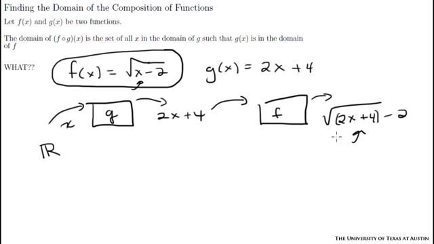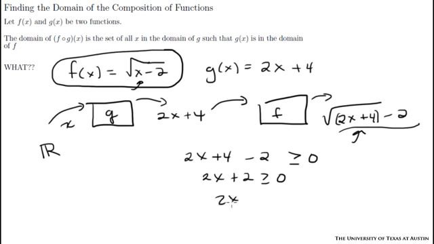So we see that f is a radical function, and it does have some restrictions. We need only x values such that the expression in here is greater than or equal to 0. So we're really looking at 2x plus 4 minus 2 needing to be greater than or equal to 0. What's under that radical needs to be greater than or equal to 0. Now we solve for the x that makes that true. 2x plus 2 is greater than or equal to 0. 2x is greater than or equal to negative 2. x is greater than or equal to negative 1.